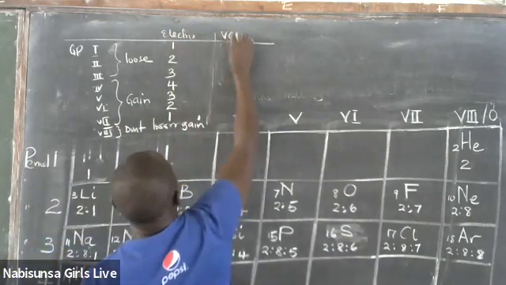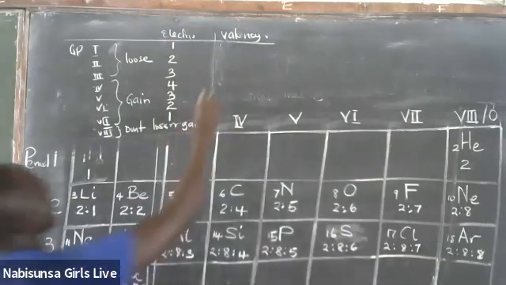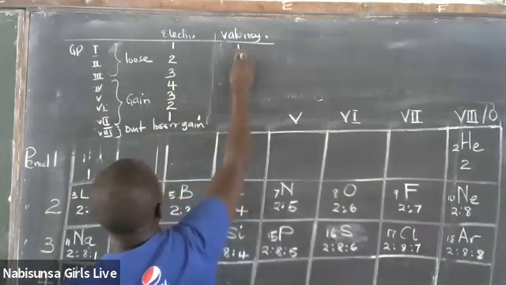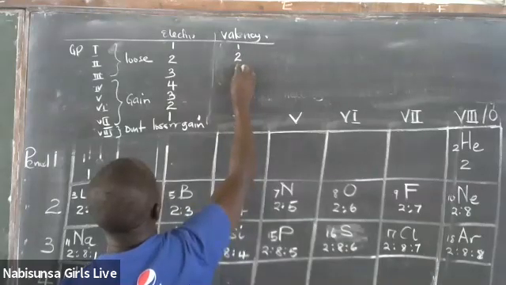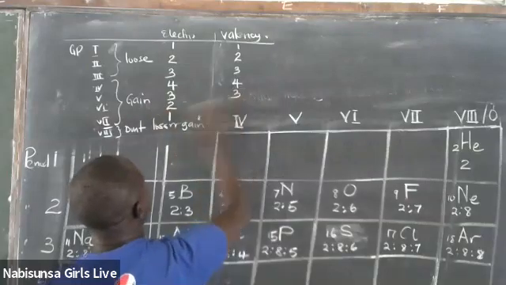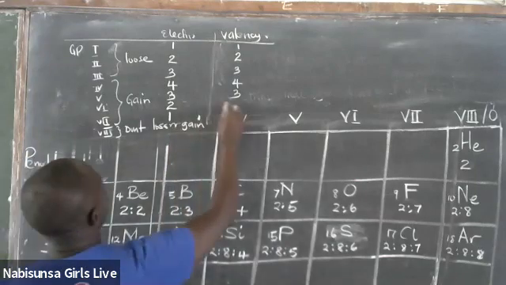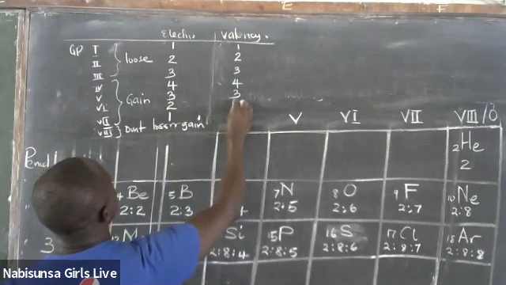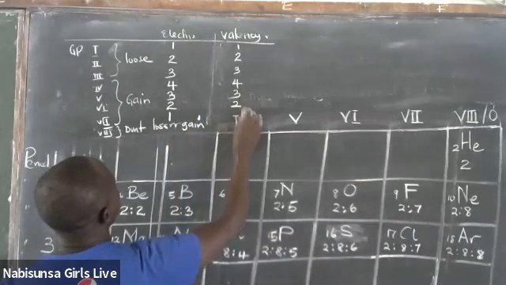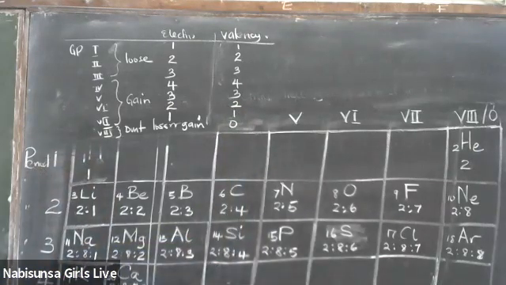And therefore, you can now tell me the valence. So group 1 valence is 1. Group 2 valence is 2. Group 3 valence is 3. Group 4 valence is 4. Group 5 valence is 3. It is not 5, because they can gain 3 to raise the number to 8. Group 6, the valence is 2. Group 7, the valence is 1. Group 8, the valence is 0.